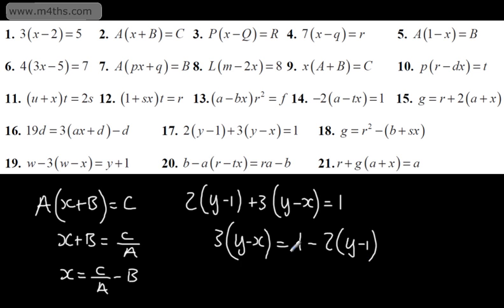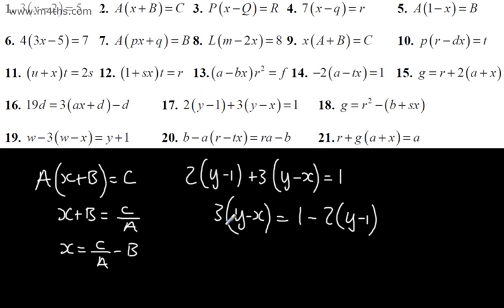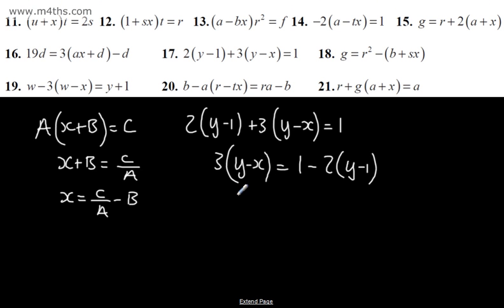I now need to divide both sides by 3 on here so I can essentially expand the bracket. So if I divide both sides by 3, that's going to give me 1 minus 2 lots of y minus 1 divided by 3.